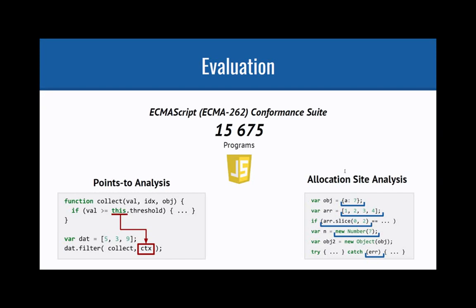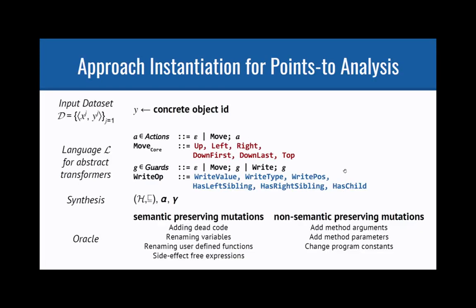So to give you an overview of how to instantiate the general approach, we need to define these four things. The first one is how we get the data set.